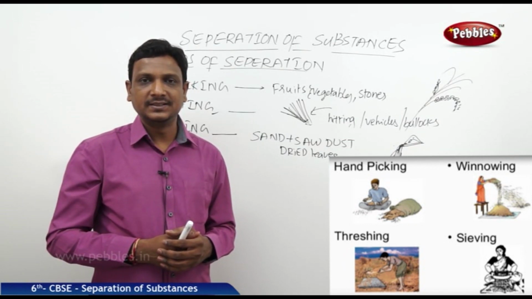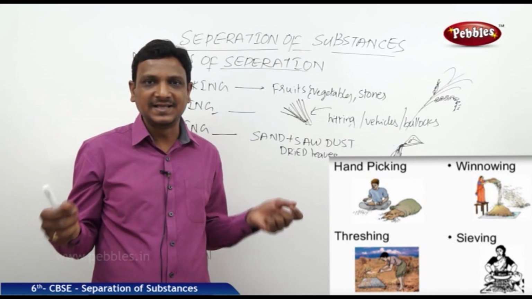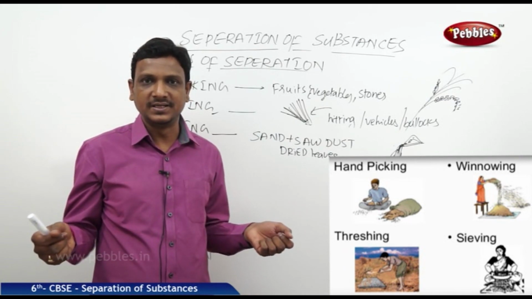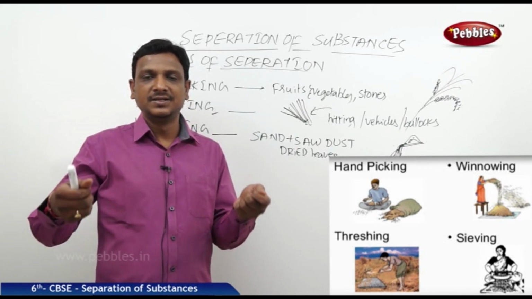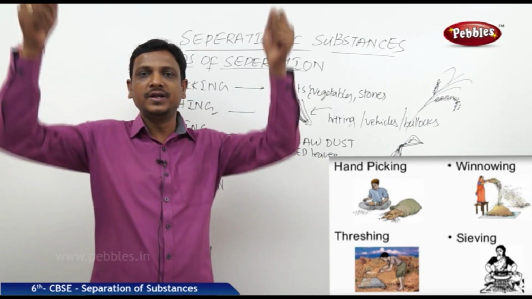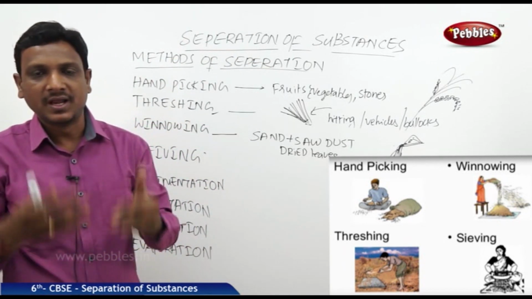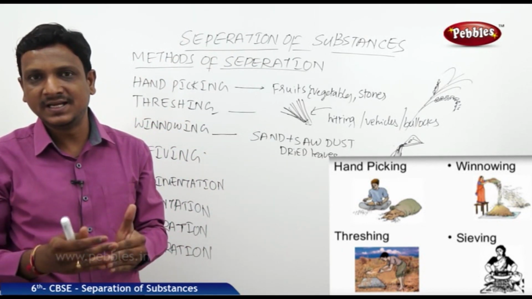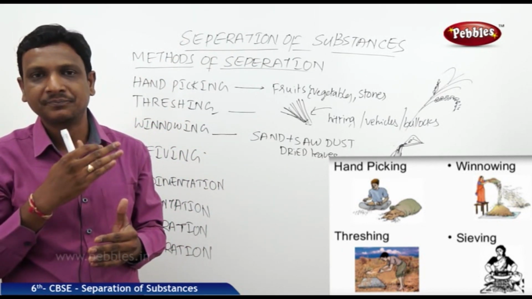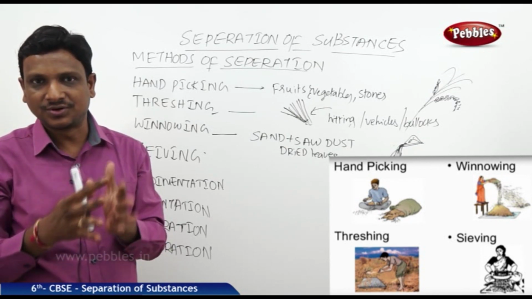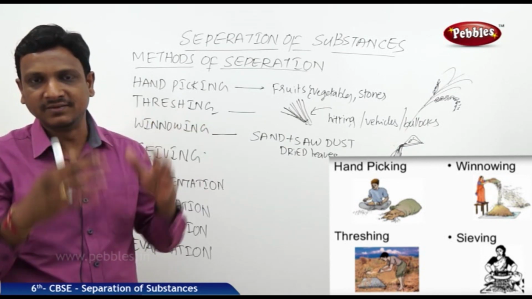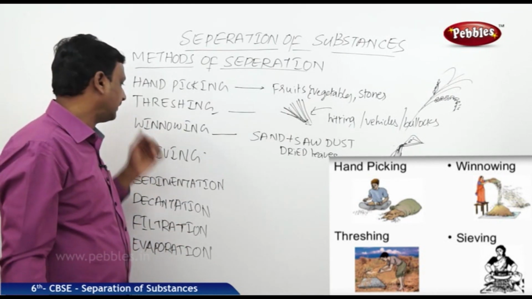So when these grains are mixed with such light dust, light unwanted material, they keep the grains in big plates, hold it at the level of their shoulder and shake that. The grains fall down, and all the light, dried stalks, straw and leaves are blown away by the wind. This is called winnowing.